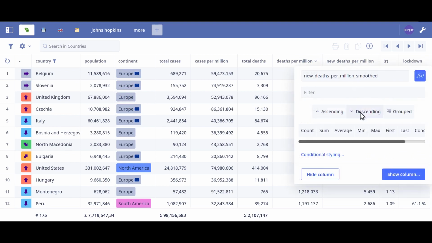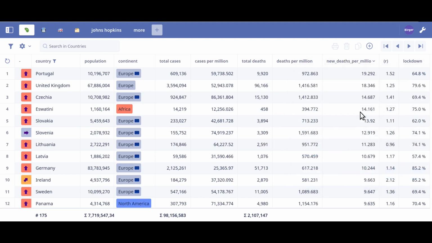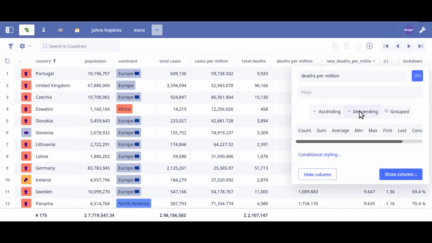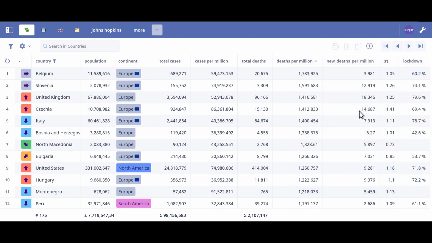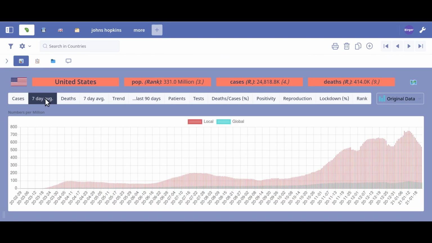We could sort by new deaths. Where is it currently the worst? Which is Portugal, the United Kingdom and Czechia. But let's sort by who is worst here. Yeah, this is Belgium. Let's look at the United States for a second. Come on, there we are.